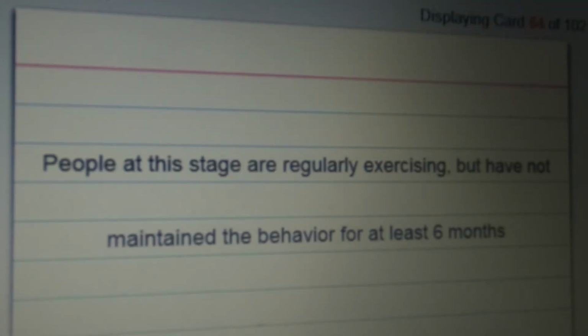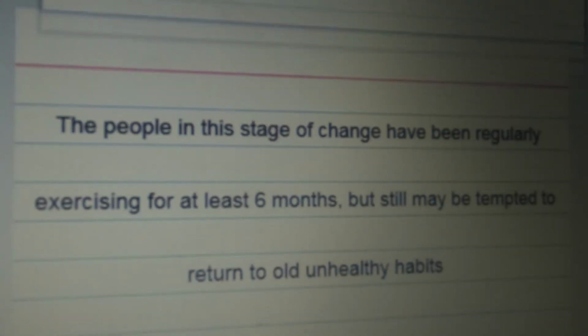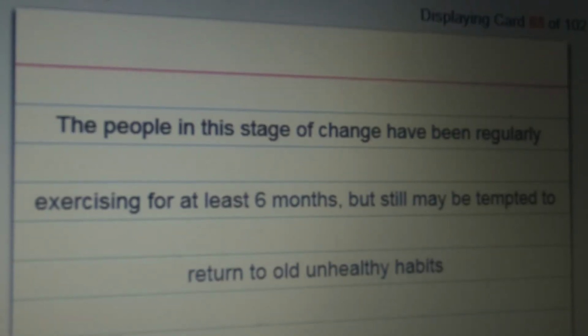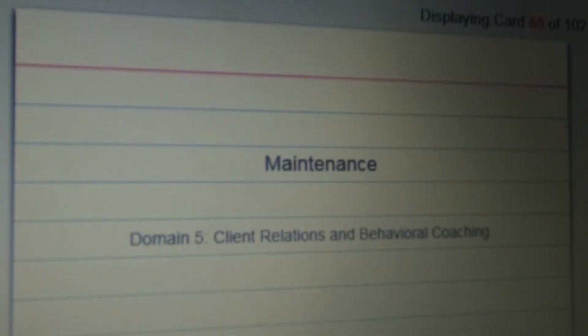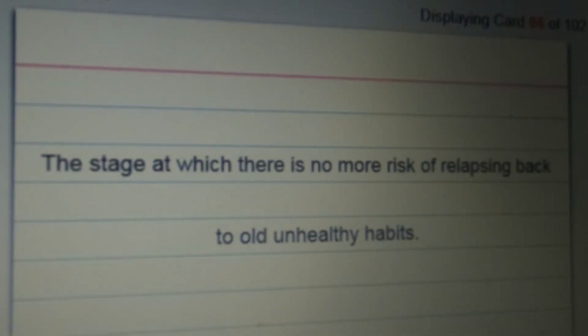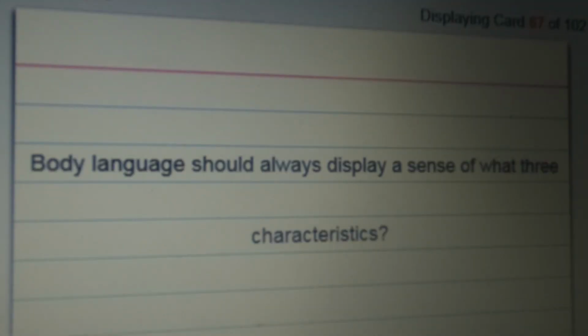People at this stage are regularly exercising but have not maintained the behavior for at least 6 months. Action. People in this stage of change have been regularly exercising for at least 6 months, but still may be tempted to return to old unhealthy habits. Maintenance. The stage at which there is no more risk of relapsing back to old unhealthy habits. Termination.